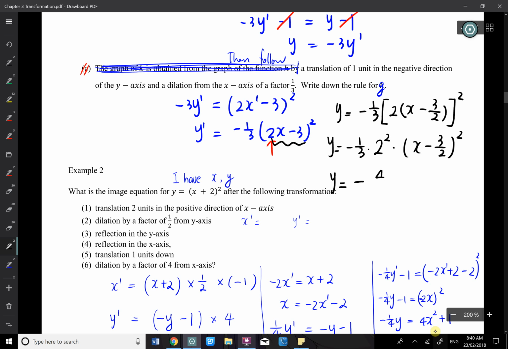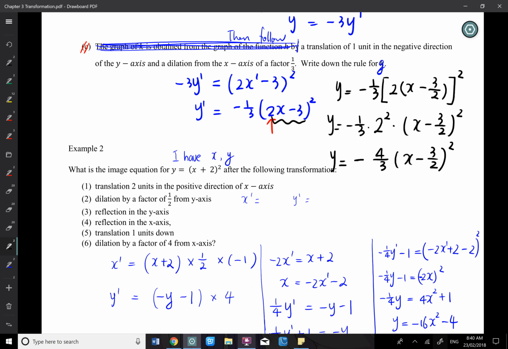So that's minus 4 on 3, x minus 3 over 2 squared. Actually you do not get a 2 out, you get a 4 out because of that square. So that will be a better form compared to the previous form. It's a better form because it's the turning point form.